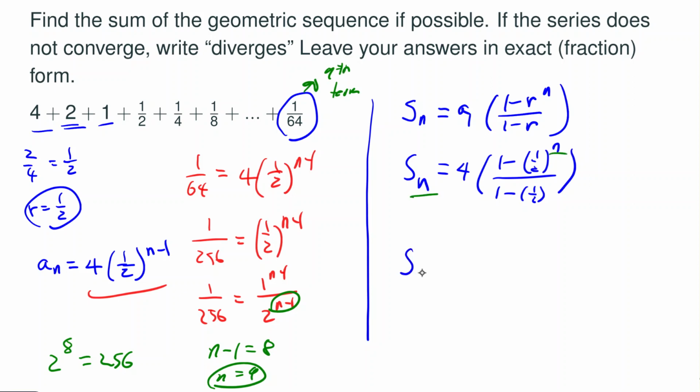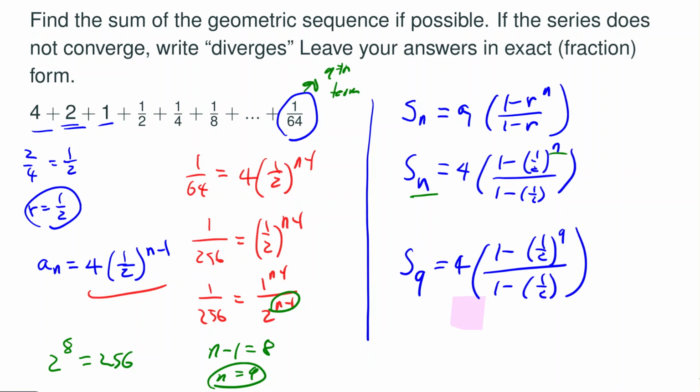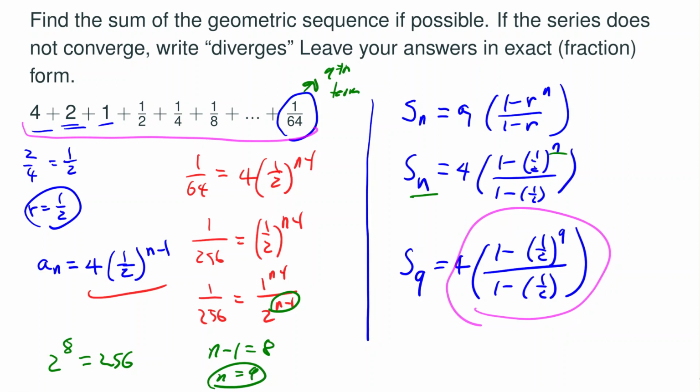So then the sum is, we're adding 9 numbers, 1 minus 1 over 2 to the 9th power, over 1 minus 1 over 2. Okay. So this number is the sum of this whole sequence. So it converges to this number. I should say converge and diverge apply to infinite sums, which we'll look at. But this one is the exact sum of this sequence.